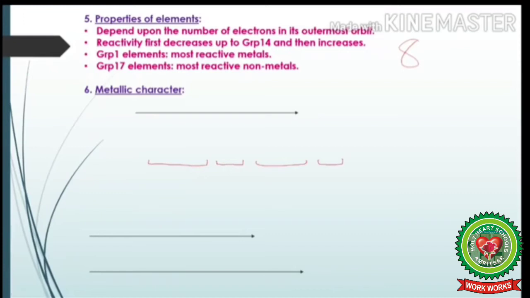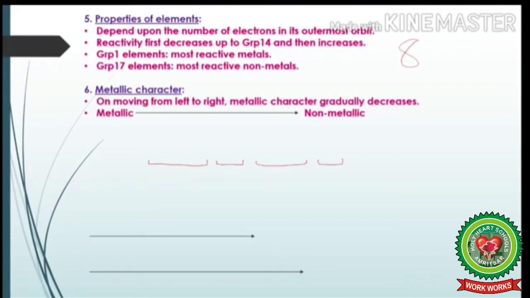The next trend can be seen in the metallic character. On moving from left to right, the metallic character gradually decreases. That is, the elements towards the left of the periodic table are metallic and the elements towards the right of the periodic table are non-metallic. The last element of each period is inert.